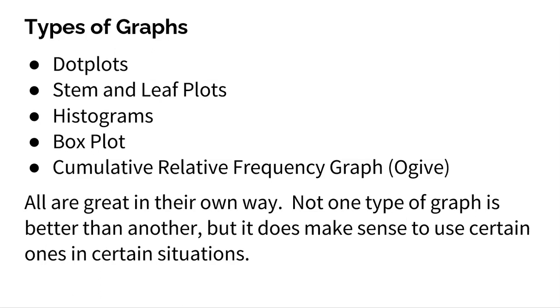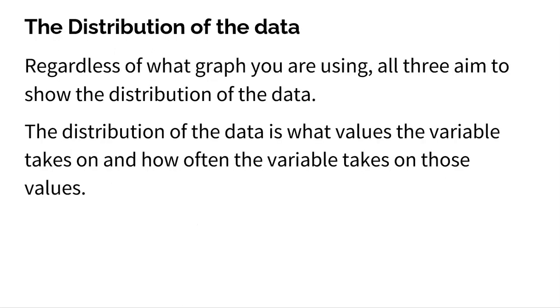When you look at your quantitative data in a graph, you want to see the distribution. The distribution is what values your data takes on and how often it takes them on. So I want to be able to see that in my graph. Oh, I see the data ranges from 80 to 110, but there's a majority of data built up around 90, right? I want to be able to see that distribution, and all these graphs are going to allow you to see that.